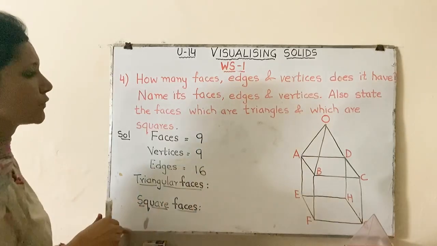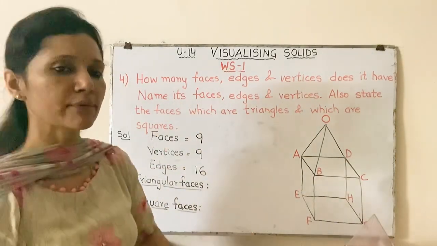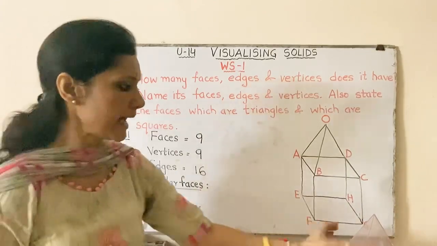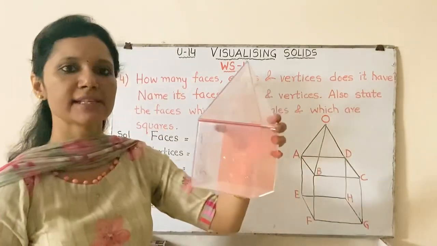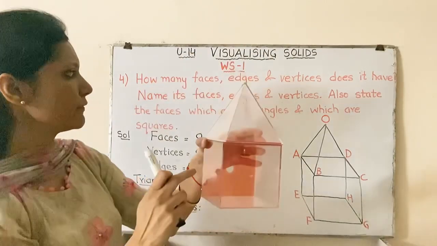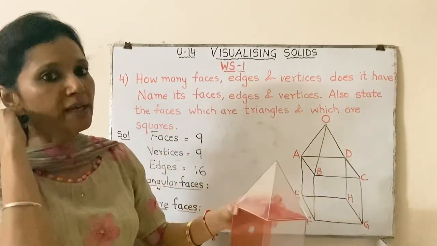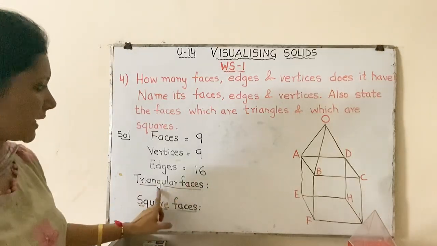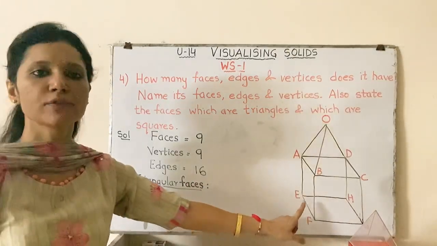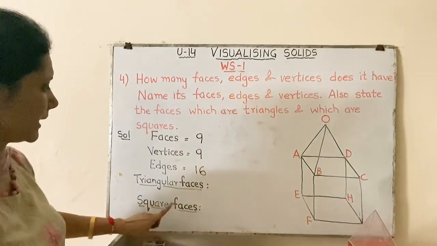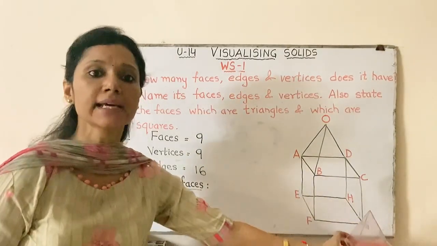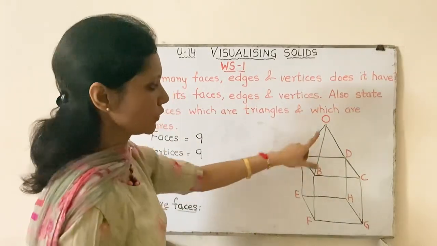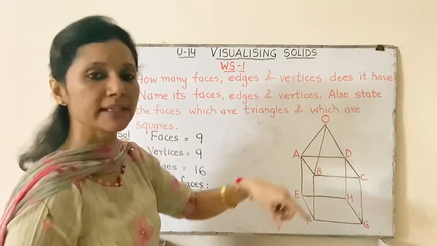Now the next part of the question is we have to give the names of the various faces, edges and vertices, and also as you have seen, some faces are triangular in shape and some faces are square in shape. So we have to name them separately. So we have made 2 categories. One is triangular faces. The names of the triangular faces we would write separately and the names of the square faces we would write separately. So see, these are on the top. The faces of the pyramid are triangular in shape.